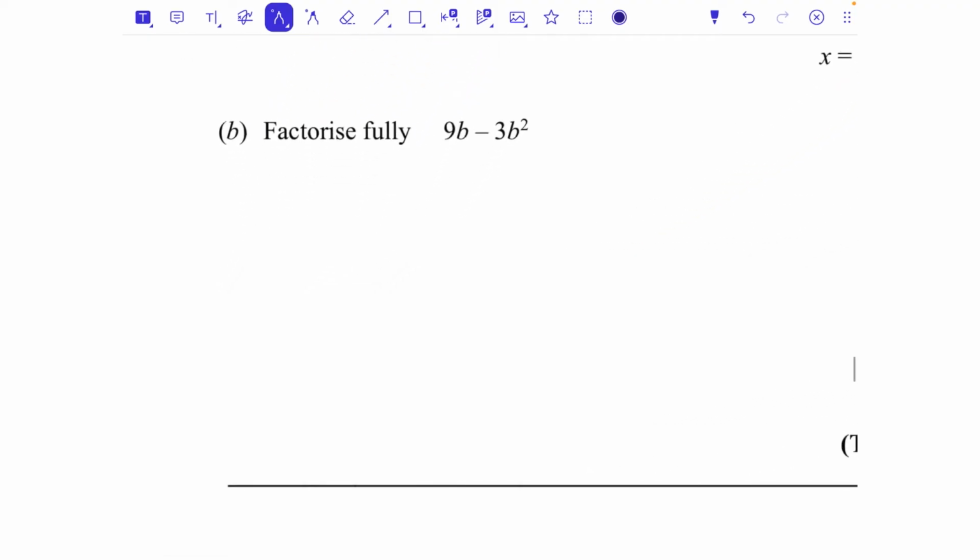Then for part B, factorise fully 9b minus 3b squared. What have they got in common? Well, they've both got a b and they're both in the 3 times table. So I'm going to put 3b outside of a bracket. And then I need to think what would need to multiply with that 3b to give me the first term of 9b. 3b times 3 is going to make that happen.